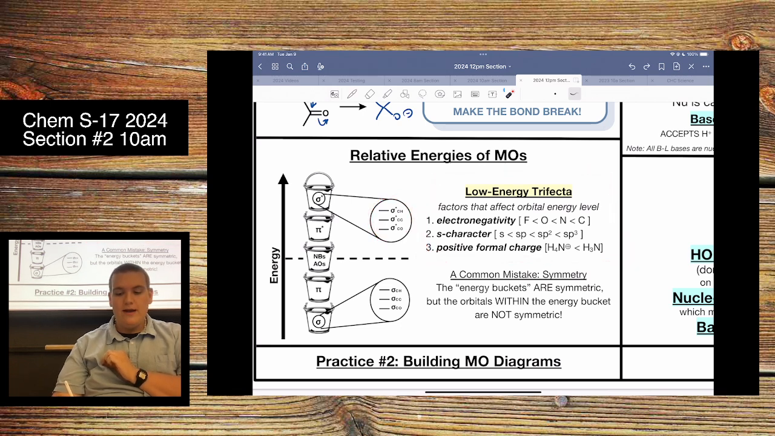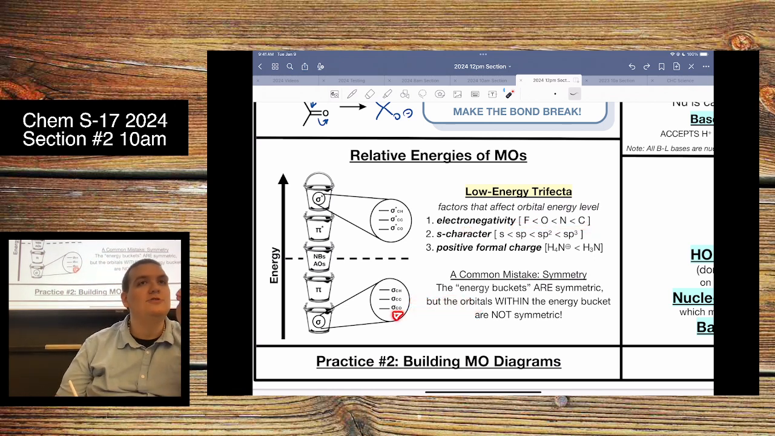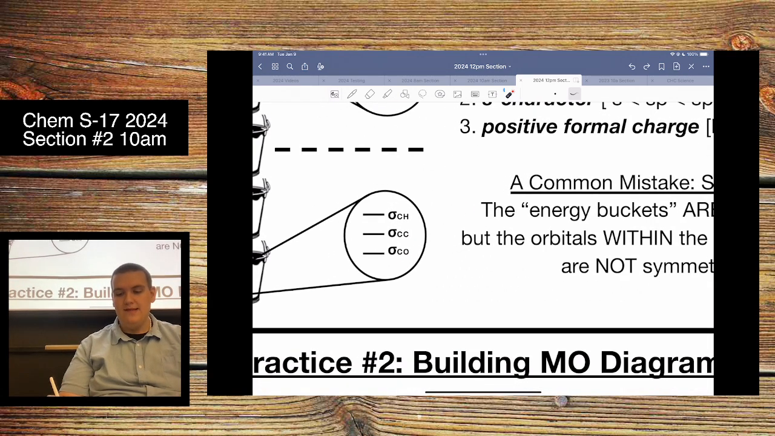So, if we're comparing a sigma CC and a sigma CO, we would say, okay, we're within the same sigma bucket, so we would look at electronegativity. O is more electronegative than C, so sigma CO is lower in energy. And when we are doing that with electronegativity, it's summative. It's not about polarity. So if I had a sigma ON, I would say, okay, both of these are more electronegative than CC, so it's got to be lower than that.